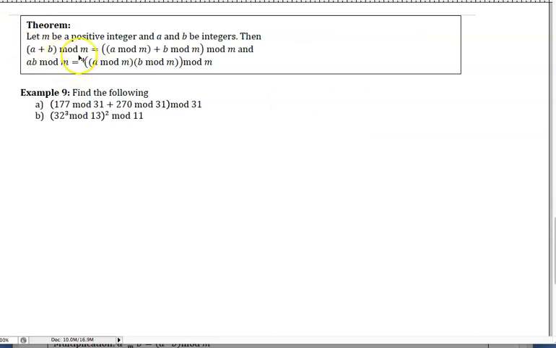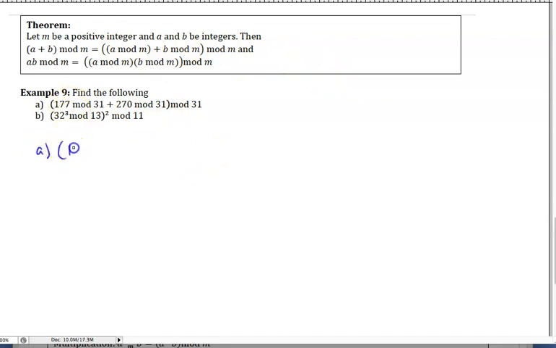All right, here's another theorem that kind of shows how to do mod algebra, basically. I'm not going to prove this one. I'm going to use it to do the example. There are a couple of properties. It says if m is a positive integer and a and b are integers, then (a + b) mod m is equal to ((a mod m) + (b mod m)) mod m. And the product ab mod m is equal to ((a mod m) times (b mod m)) mod m. So I'm not proving them, we're just using them. Let's see how these are useful here.